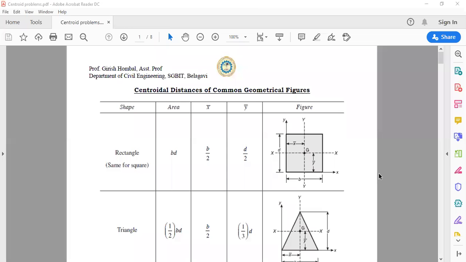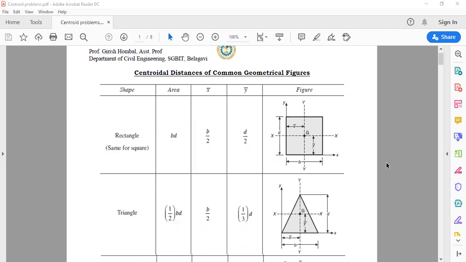Good morning, students. So in today's class, we'll be solving problems on centroid. But before moving on with the problems, let us discuss the individual centroids of common geometrical figures which have already been derived. So the first one is a rectangle whose width is b and whose depth is d.